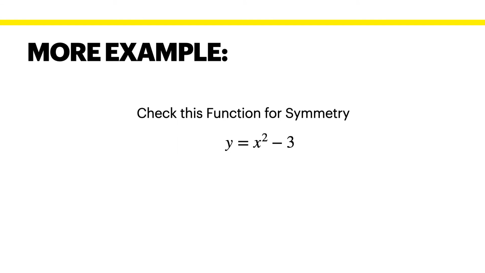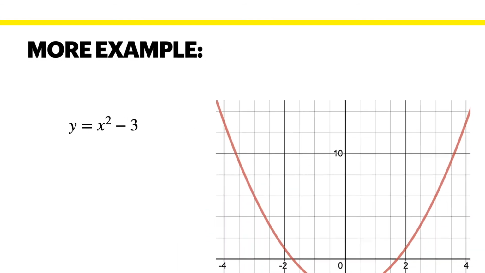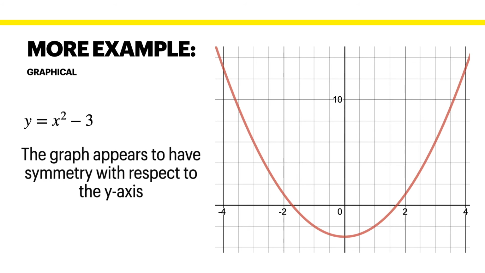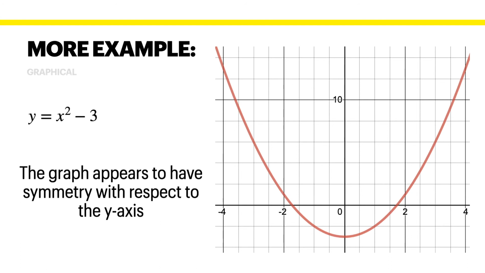So check this function for symmetry. Obviously this is going to be a parabola, and let's try to graph it in this tool over here. You can see that it's a parabola opening upwards, and seemingly the graph appears to have symmetry with respect to the y-axis. If you look at it, it kind of looks like that. Even though the graph moved down by 3 units, we can still say that this function is symmetrical with respect to the y-axis.